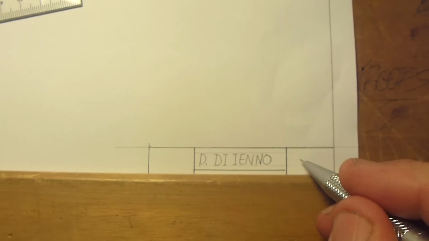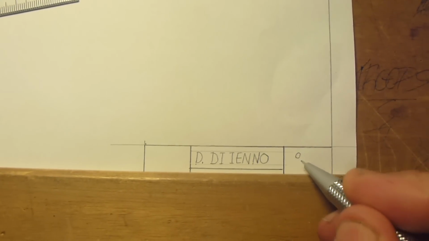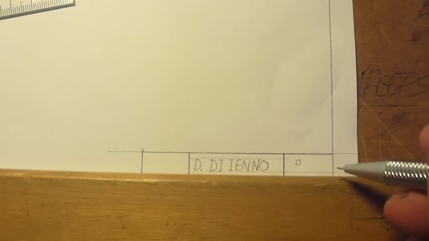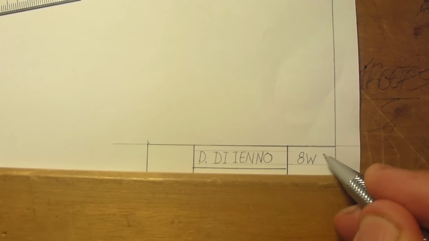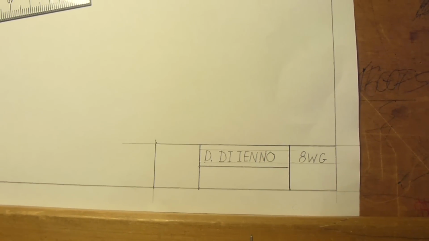Now, I'll put my class in here on the right hand side. I'll do some more construction lines to guide me, and I'm going to call it 8WG as my class. Okay, done our title block.